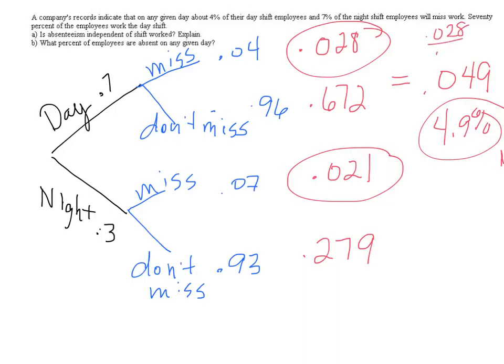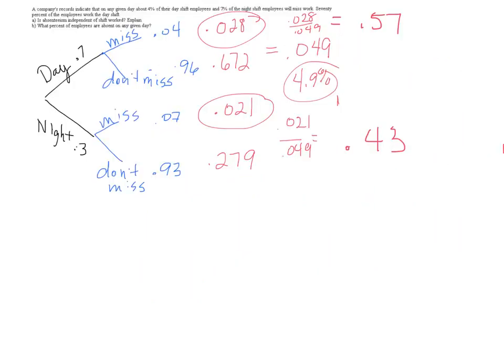Okay, so now to do part A, if we take 0.028 out of 0.049 or 0.021 out of 0.049, do we get the same thing? We do not, so it is not independent. Pay attention that you write that as a percent. When I did the test, I wrote it as a decimal, so I got it wrong, even though my work was right.